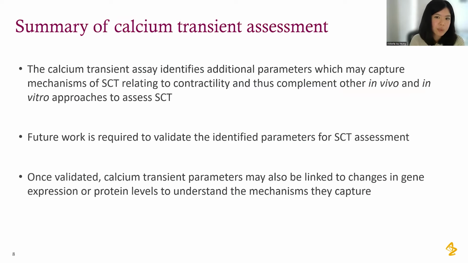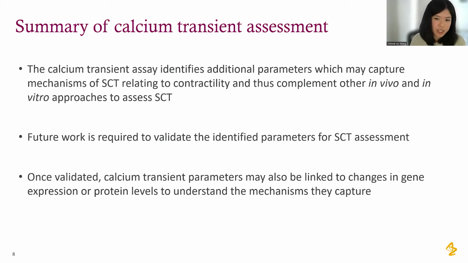So taking all of these results together, we can say that we identified some additional parameters in the calcium transient assay, which could capture mechanisms of SCT relating to contractility. These parameters could therefore complement other in vivo and in vitro approaches to assess SCT, like the high-content biology imaging assay, which I mentioned earlier. However, of course, the caveat is that our predictive model had a moderate performance, and also that we have a very small compound set. Therefore, future work would be required to validate the identified parameters for SCT assessment.